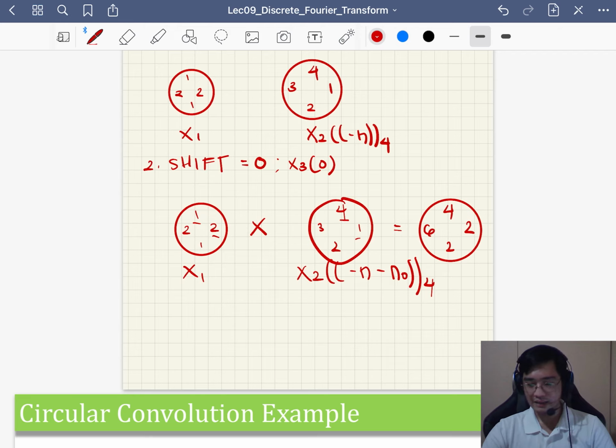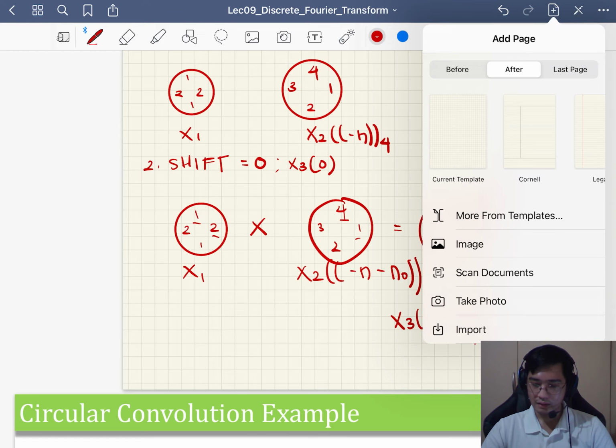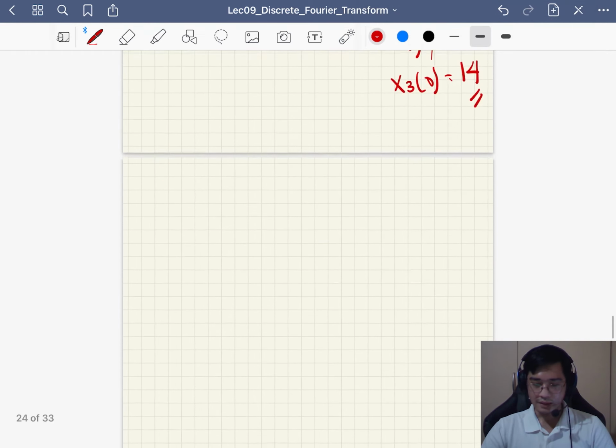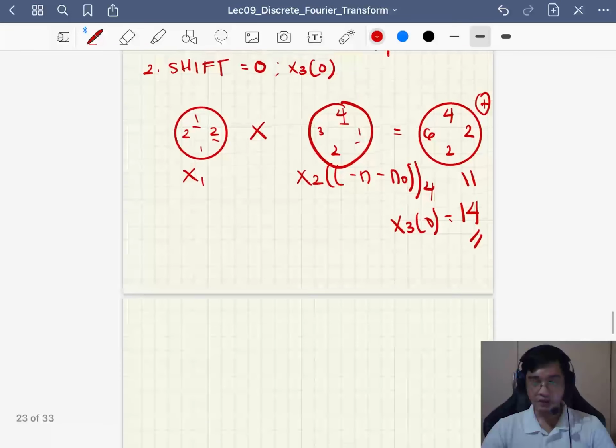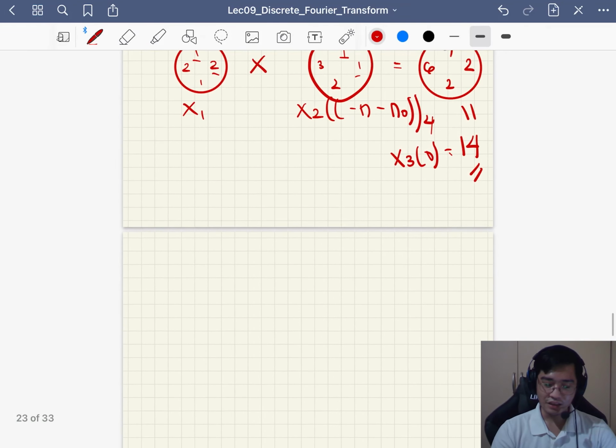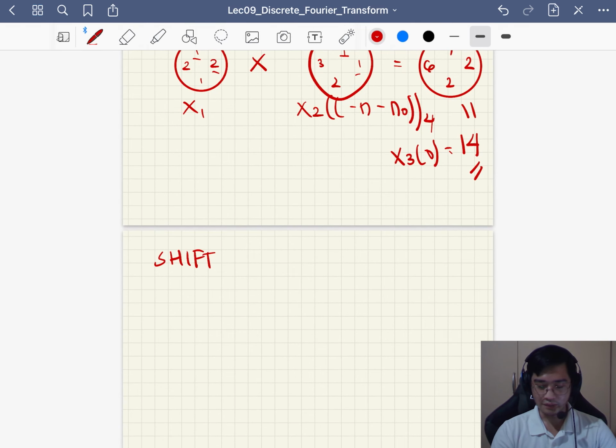And then the last step is we add. What we are going to add is the values in this circle. So when we add them, 2 plus 4 is 6 plus 6, 12 plus 2 is equal to 14. x3 of 0 is now equal to 14. So that's it for the first index. Next is shift equal to 1. So now we are getting x3 of 1.